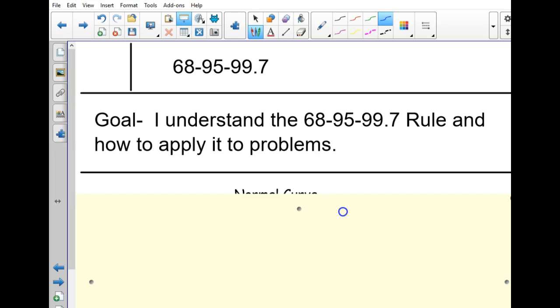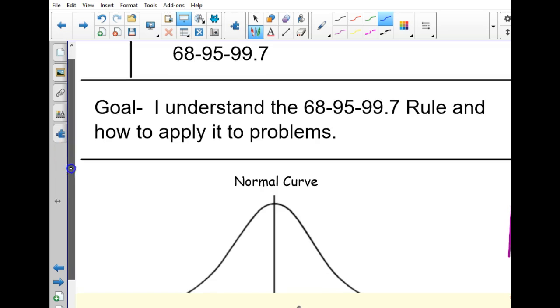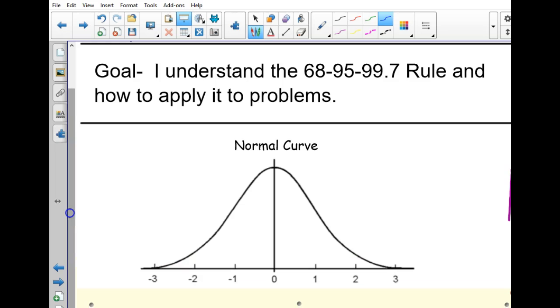And when something's normally distributed, that means we have the normal curve. What the normal curve looks like is this. It is a bell-shaped curve. It has a single peak, and it is symmetric. Please draw this picture with the -3, -2, -1, 0, 1, 2, and 3. I'll explain why we have that in a second.